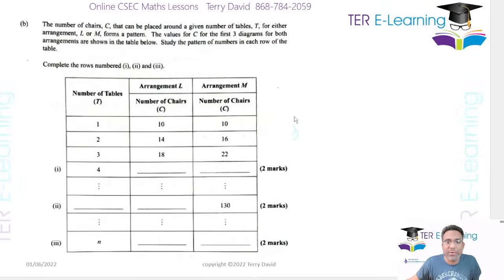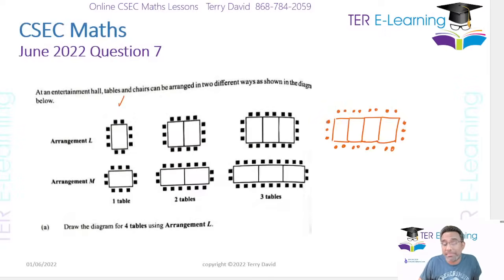So what I normally tell my students is try to figure out the formula for n first before you do anything. So let's look at the pattern here. You're going from 10 to 14, so you've added 4. When you jump from 14 to 18, we've also added 4. Now let's look at our diagram.